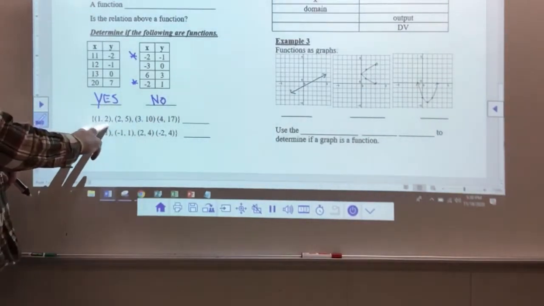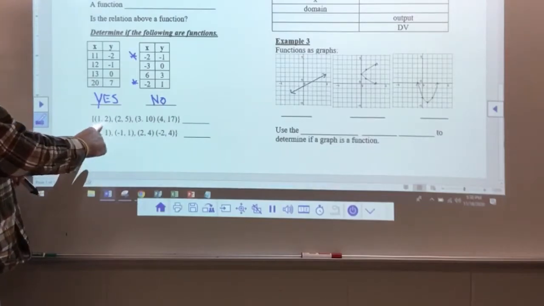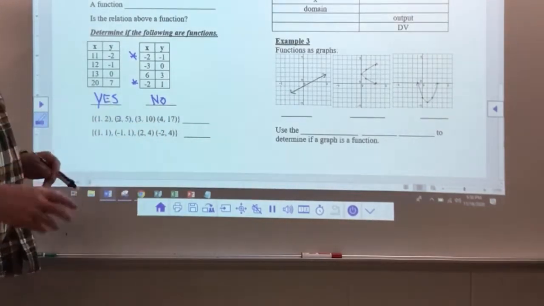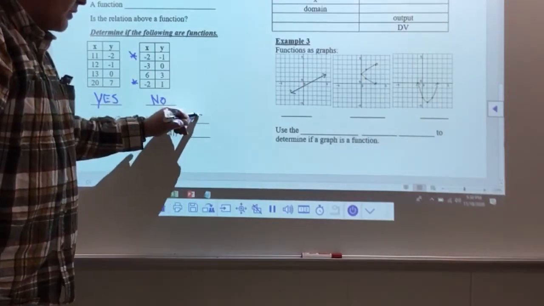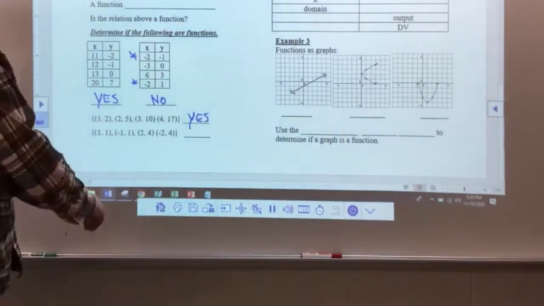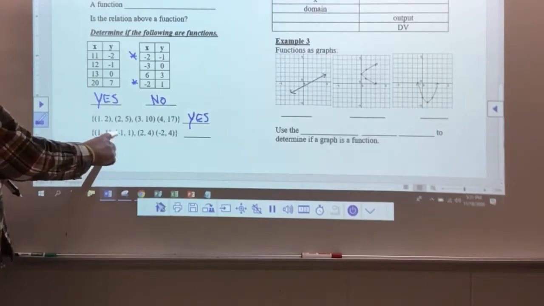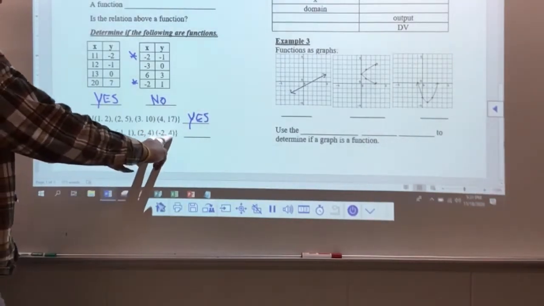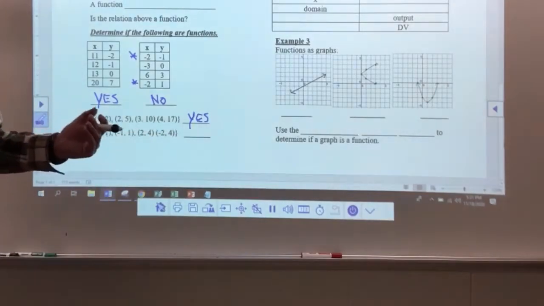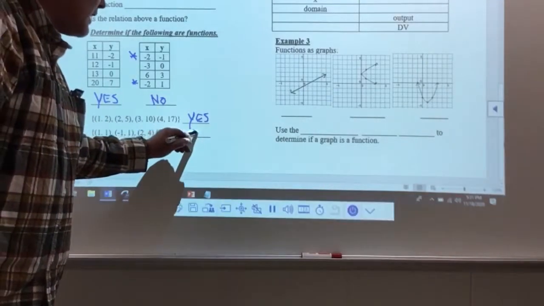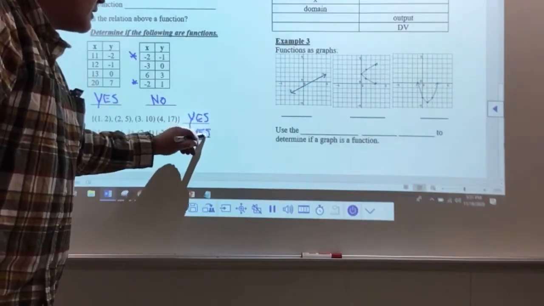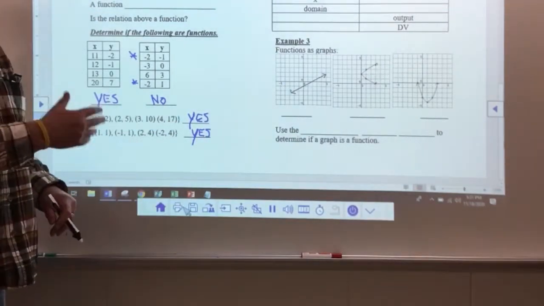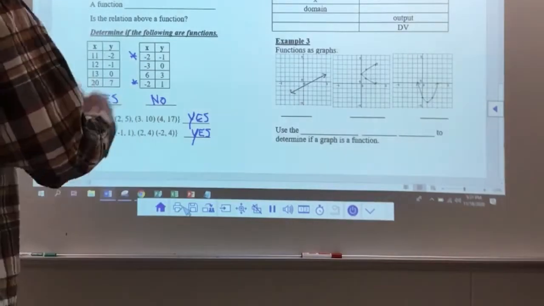Now let's look at these relations down here, these sets of ordered pairs. We've got 1, 2, 3, and 4 in the x, so we don't have any repeats, so I think we're okay. That's a function. Let's look at this one. We have a 1, a -1, a 2, and a -2. None of those repeat. The y's repeat, but that's okay. So this one is yes, that is a function. Remember, you're looking for repeating x's with different y's. Let's move on.